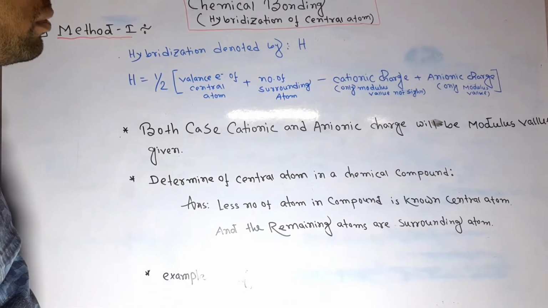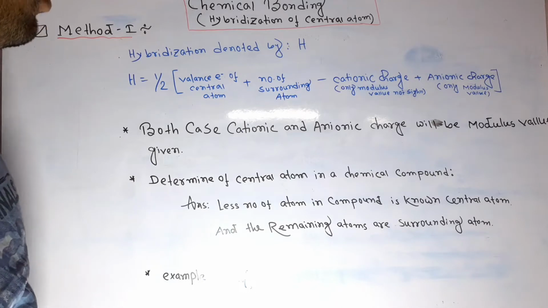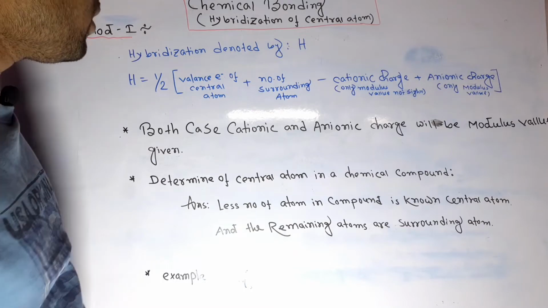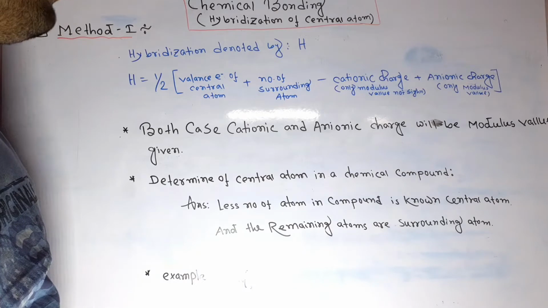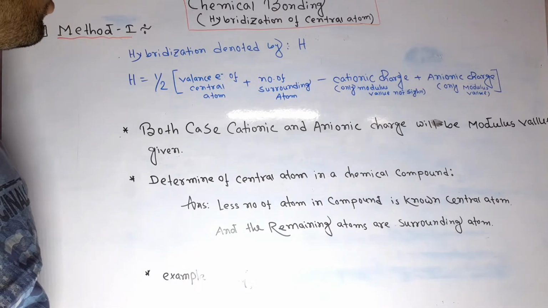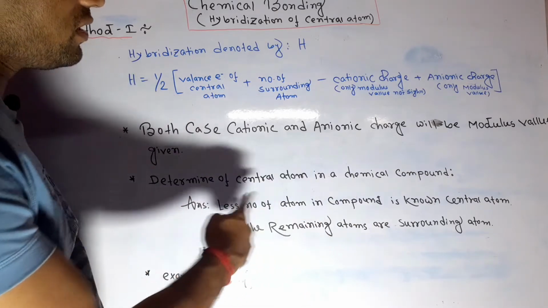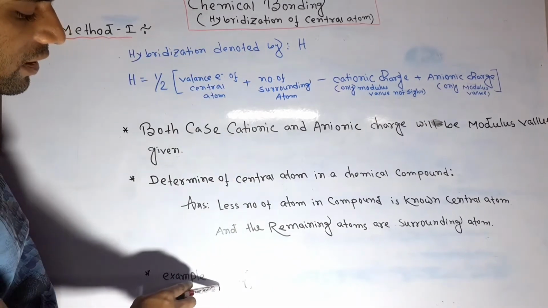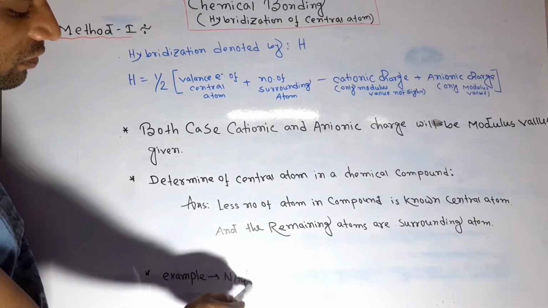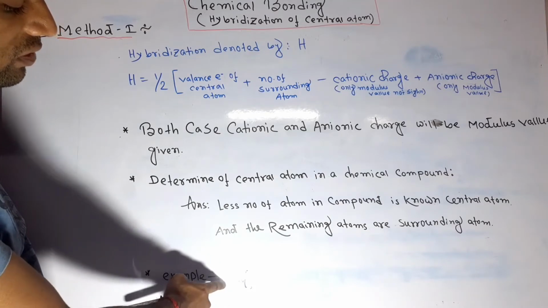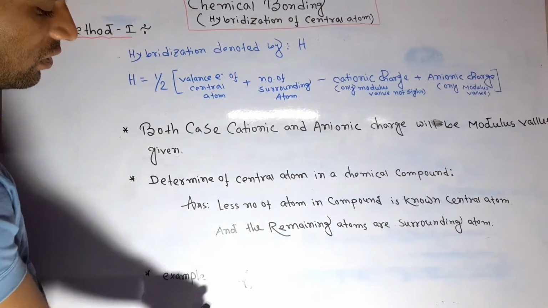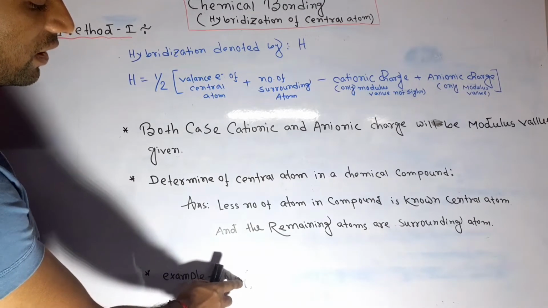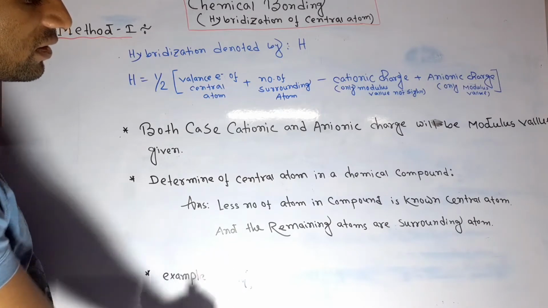Determination of the central atom in a chemical compound. In a particular compound, which atom is the central atom? What is the procedure for determination? The atom present in less number in a compound is known as the central atom, and the remaining atoms are surrounding atoms. As an example, NH4 plus: in this compound, nitrogen is less in number due to the presence of one nitrogen atom. So nitrogen is the central atom, and the remaining atoms, that means 4 hydrogen atoms, are the surrounding atoms.